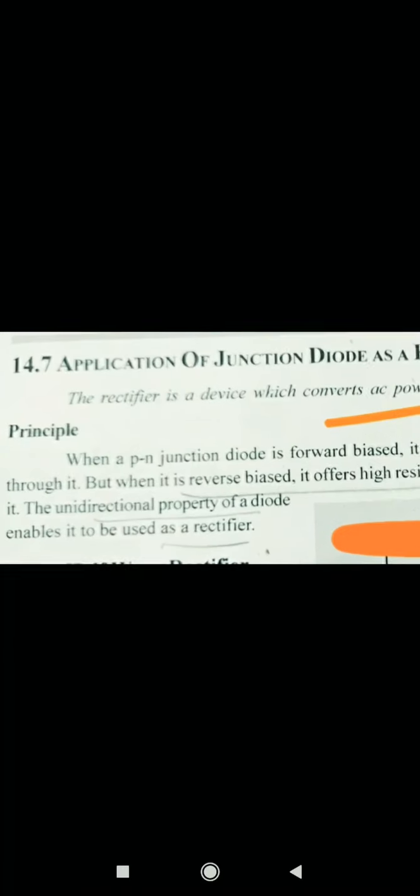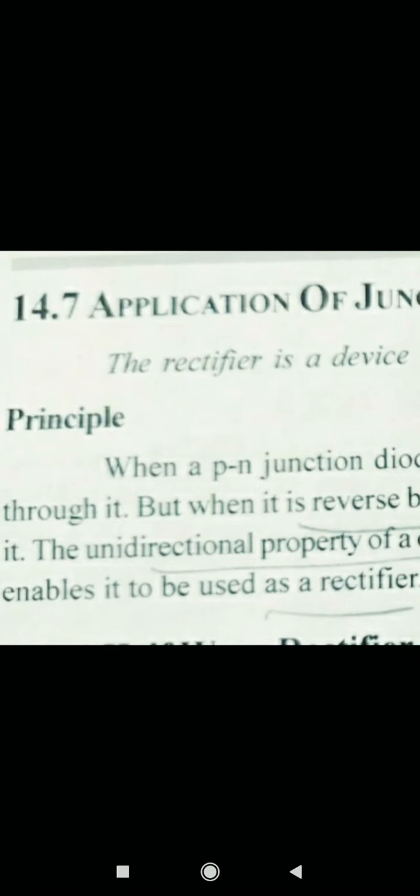Next let's learn the principle of junction diode as a rectifier. Do you know what's the reason for using a PN junction diode as a rectifier? Because a PN junction diode shows a unique property that is known as unidirectional property. Due to that, a PN junction diode can be used as a rectifier.